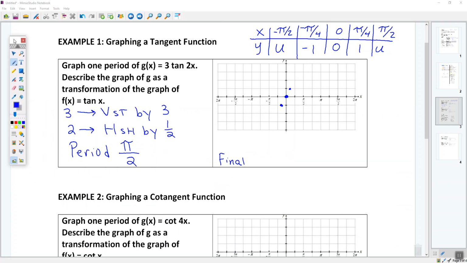By the way, from negative pi over 4 up to pi over 4, what's that distance? Negative pi over 4 to 0 would be pi over 4, and another pi over 4 would be 2 pi over 4, wouldn't it? So put those together. 2 pi over 4 reduces to what? 1/2. 1/2 pi, right? Which is pi over 2. Isn't that what we want our period to be right here? Yes. Okay, this is tricky, kids, and I know it's very new for you.